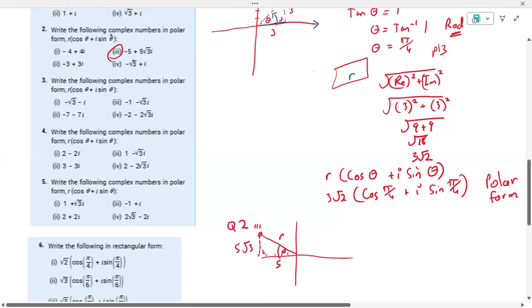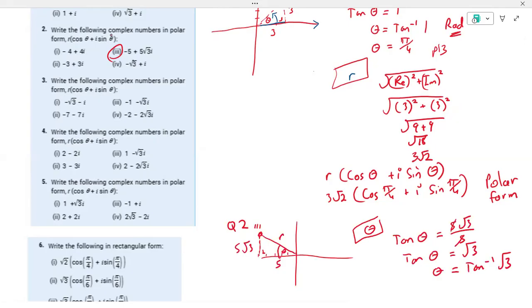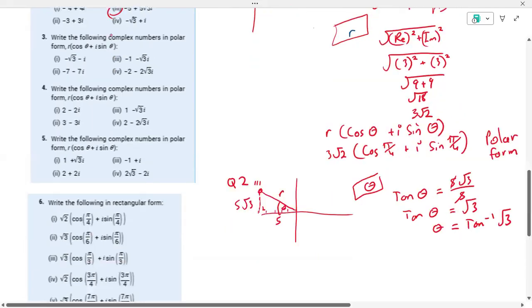Now, again, you have opposite and adjacent. So to get your theta, we're going to do the tan of theta, which is opposite over adjacent. Now the 5s cancel. So I'm looking really for the inverse tan. So for theta, it's the inverse tan of root 3. So again, in your special angles table, if you find root 3, you'll see it's 60 degrees or pi over 3. So theta is in fact pi over 3.